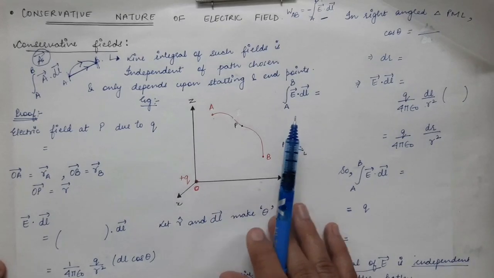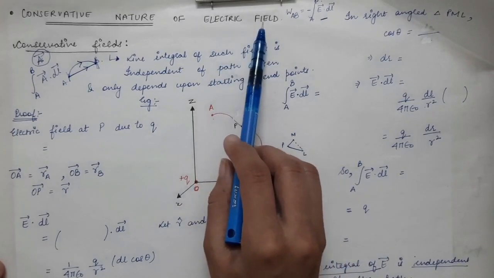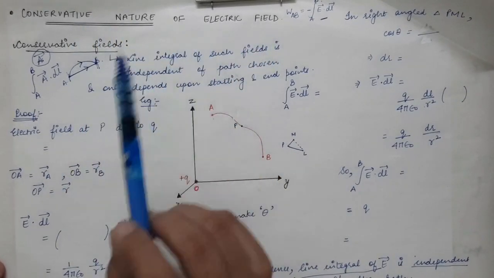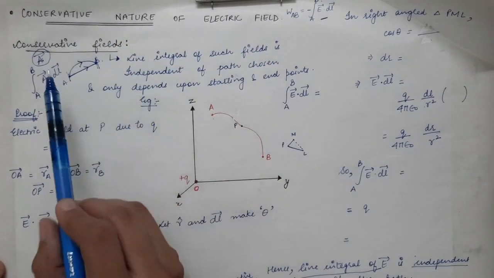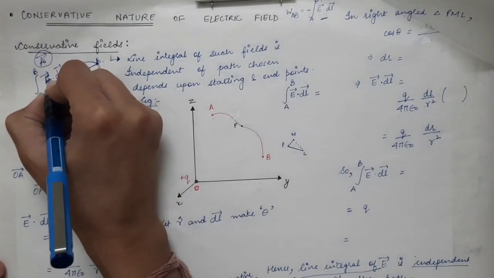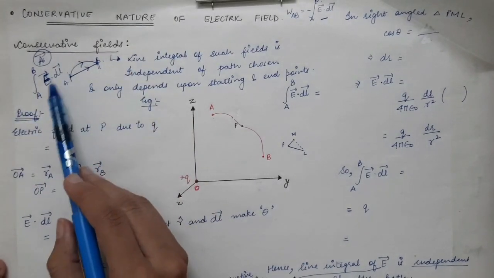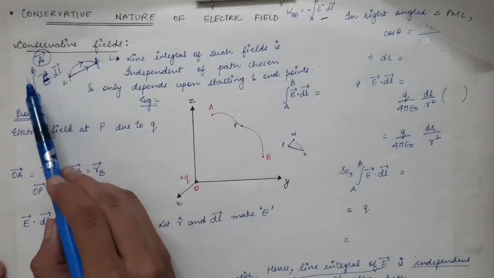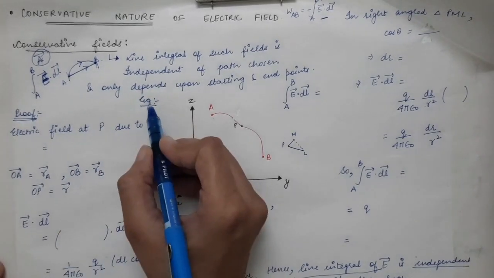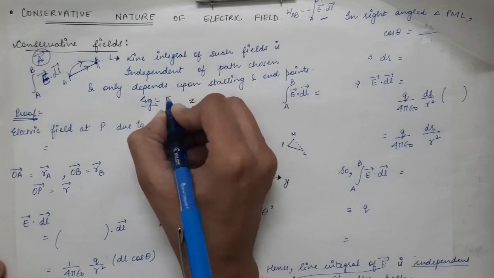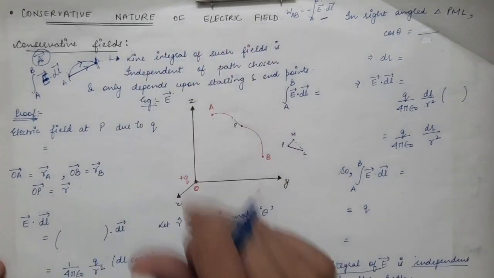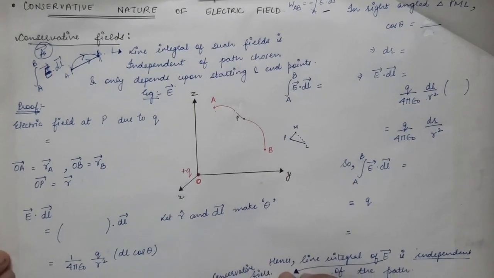Now here we are going to prove in this article that the electric field, which is a vector field, is also a conservative field. That is, we are about to prove that the line integral of the electric field, the line integral of E vector from one point to another, is independent of the path chosen. So an example of a conservative field is the electric field vector, and we are going to prove the conservative nature of the electric field in just a few minutes.